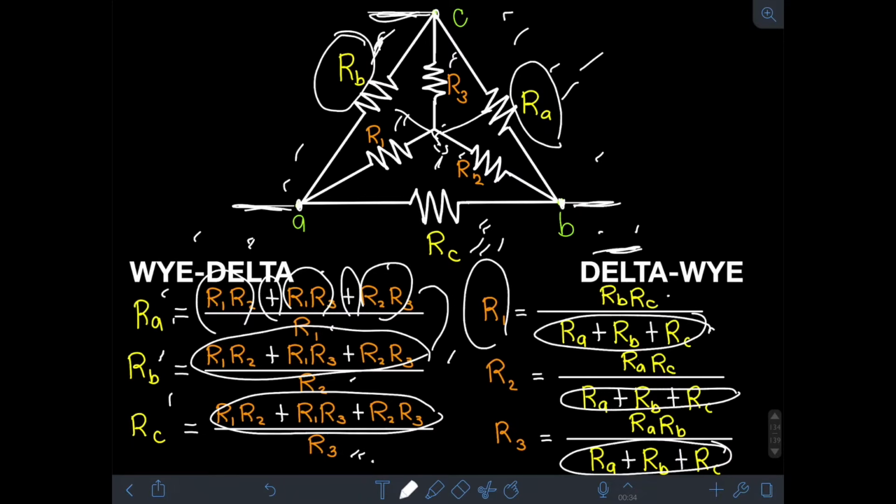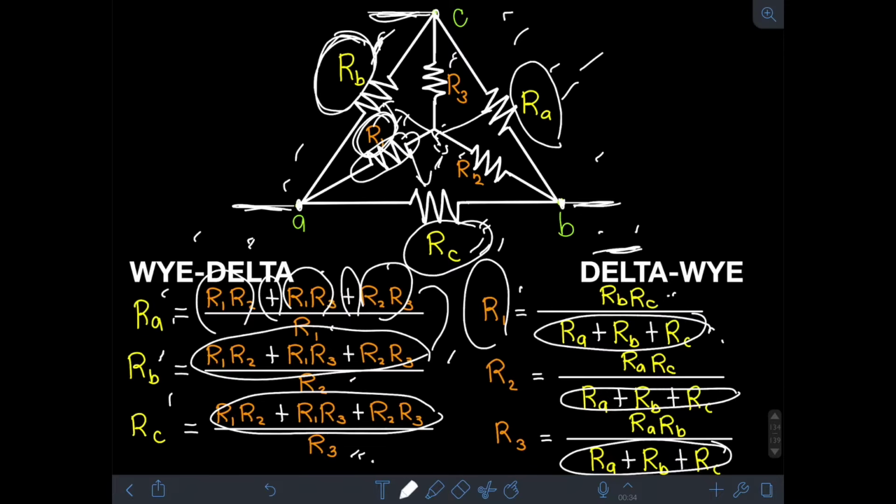How about for the numerator? There is also a pattern. If we consider R1, the numerator for R1 is the product of the two adjacent delta resistors to it. So what are the two adjacent delta resistors to R1? This is R1, right? Obviously, the two adjacent are RB and RC, because they are close to R1. So the numerator of R1 will be the product of the two adjacent resistors, RB times RC, over the sum of the resistances.